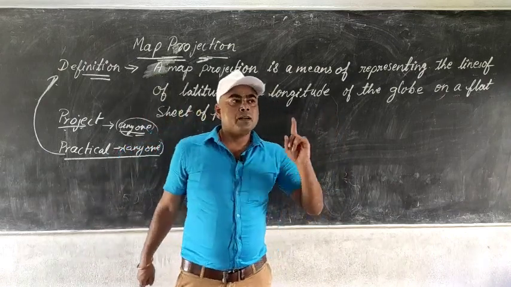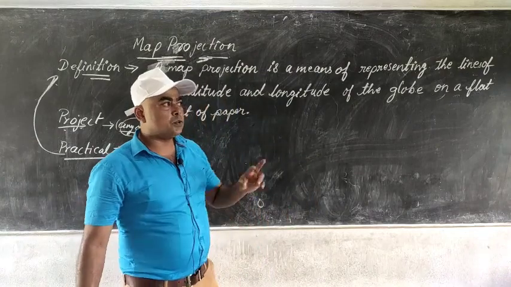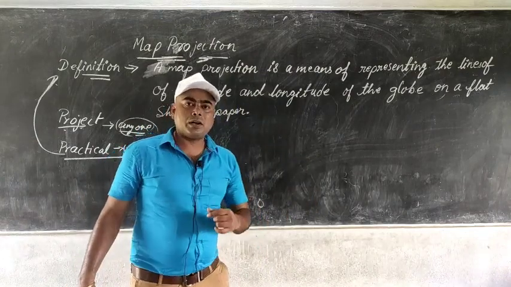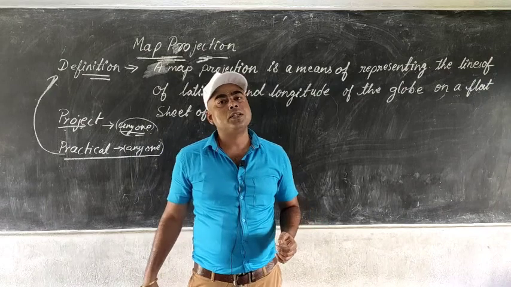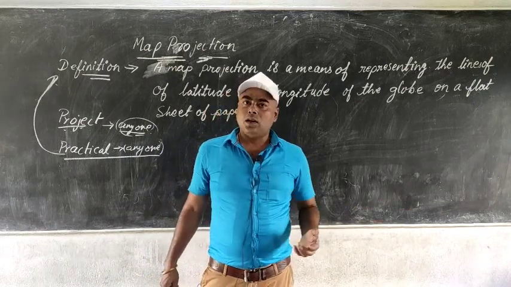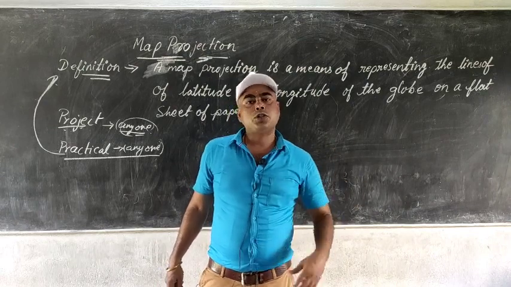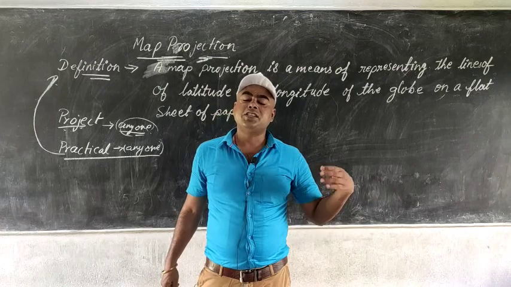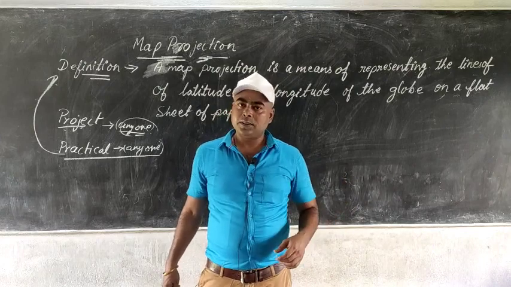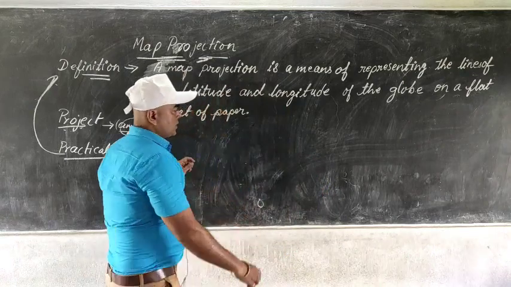Before doing map projection, let me make two points clear. What are latitudes? Latitudes are imaginary horizontal lines running from west to east direction. They are parallel to each other. And what are longitudes? Imaginary vertical lines, which are intersecting each other, running from north to south.